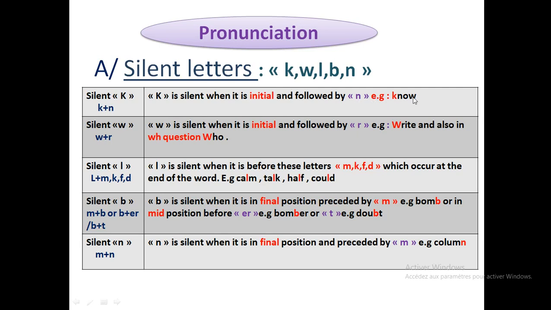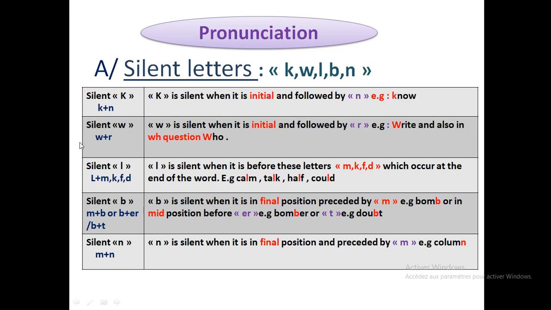For example, know. Here we say know, not k-know. So here when the K is initial and followed by N. So here زي ما قالك هنا كي تكون الكلمة تبدأ بالكا وموراها تكون N. In this situation الكي هنا تكون صامتة.